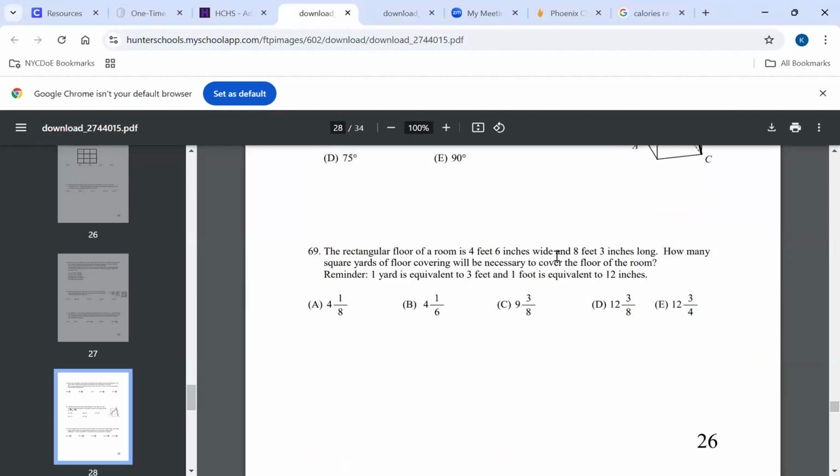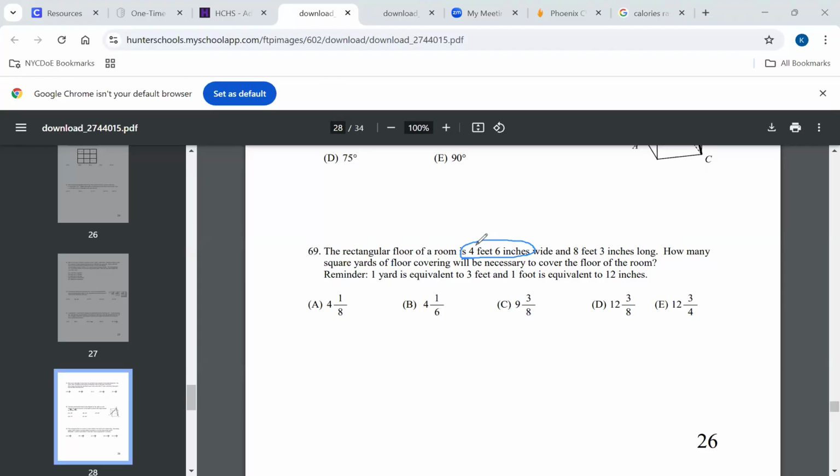This 69 is another one where we saw a similar problem in another test. It says the rectangular floor of a room is 4 feet 6 inches wide and 8 feet 3 inches long. How many square yards of floor covering will be necessary to cover the floor of this room? So let's see here. 4 feet and 6 inches wide. Let's try and put everything into inches here.